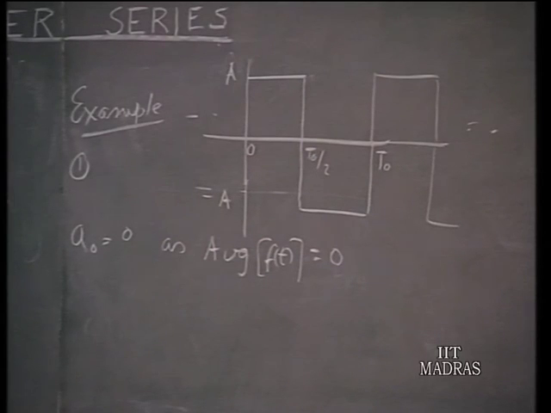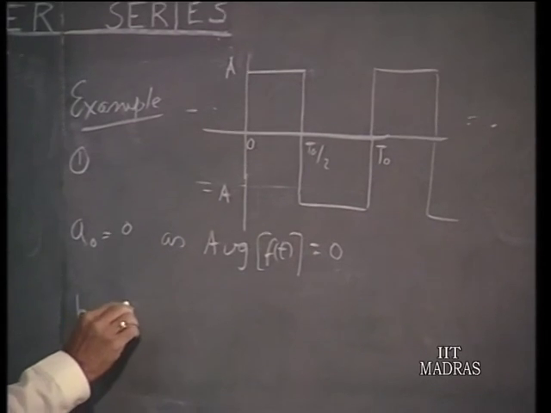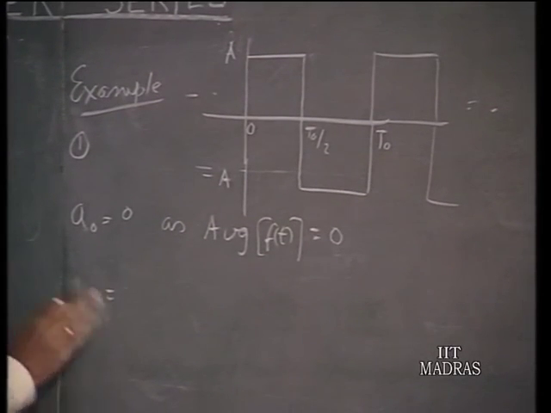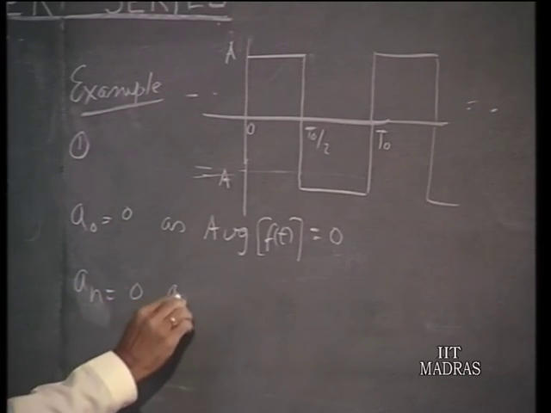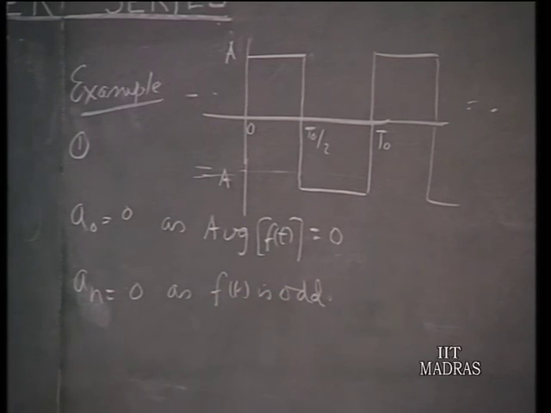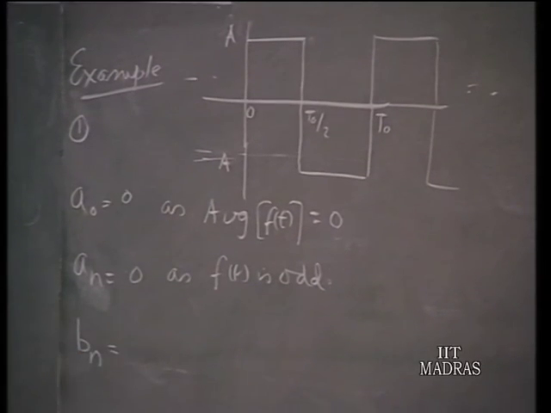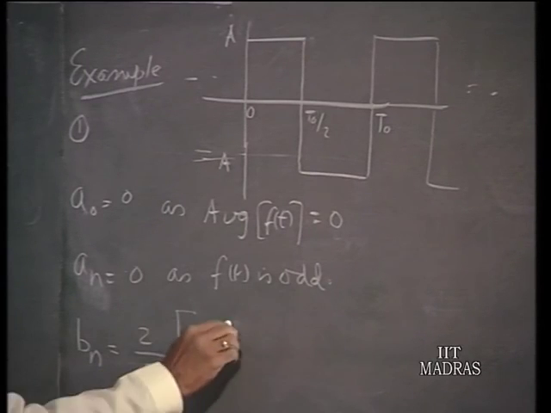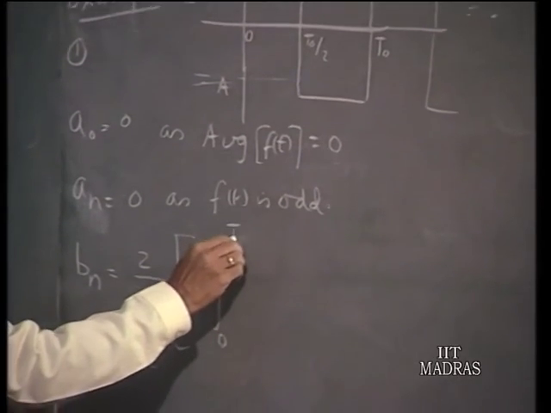We also can see without further ado that An is 0 because the function is odd. So, the only coefficients that can be present are the B coefficients. So, Bn would be 2 upon T naught, integral 0 to T naught upon 2.